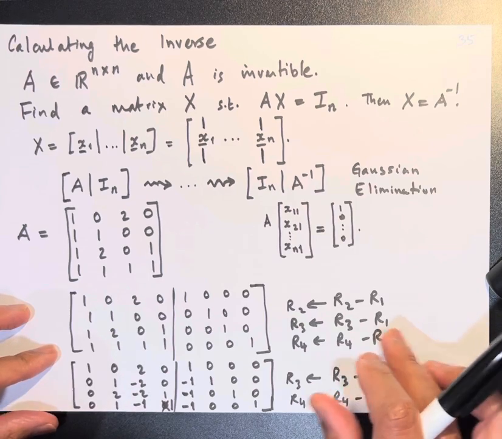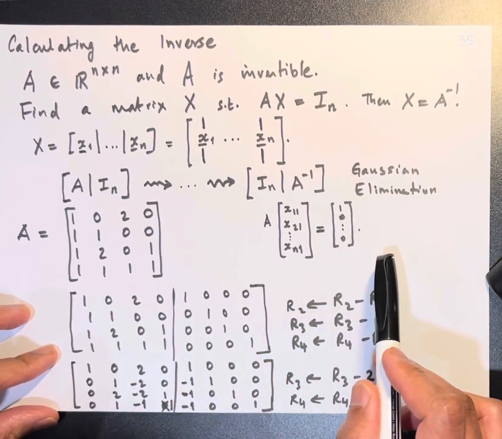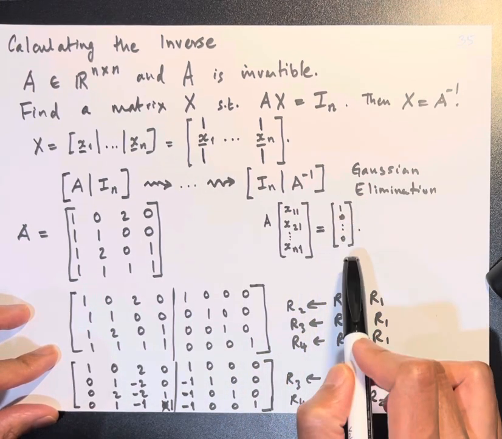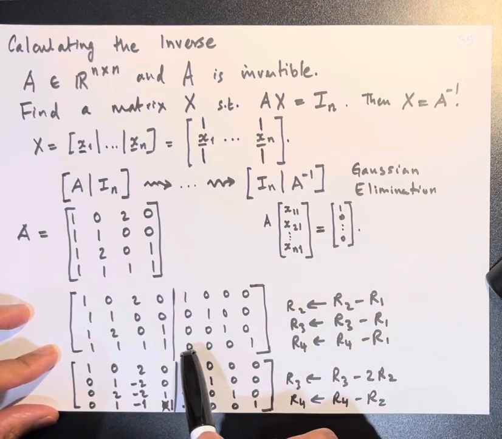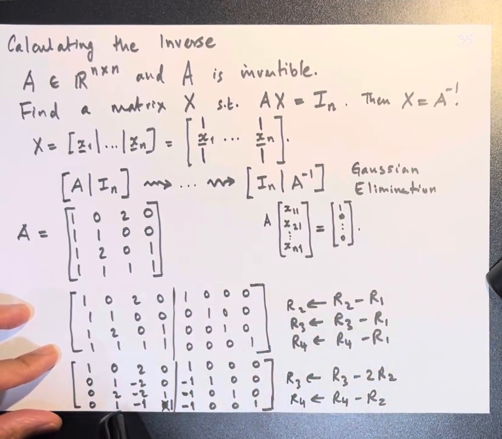Think about it a little bit, because before we did Ax equals b and we were solving, except here these b's are the columns of the identity matrix, right? That's what these guys are. Okay.